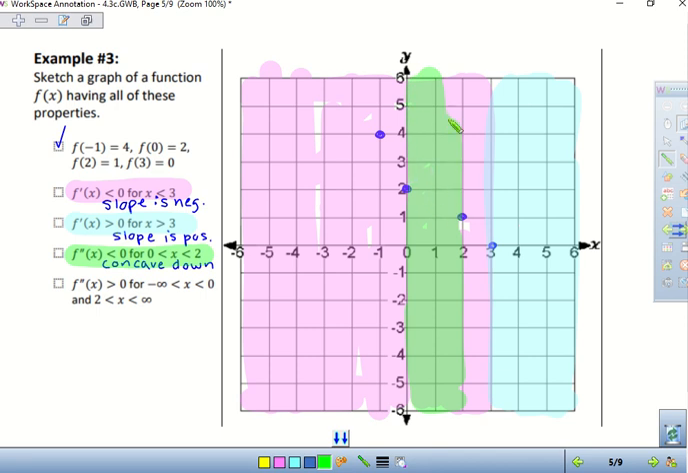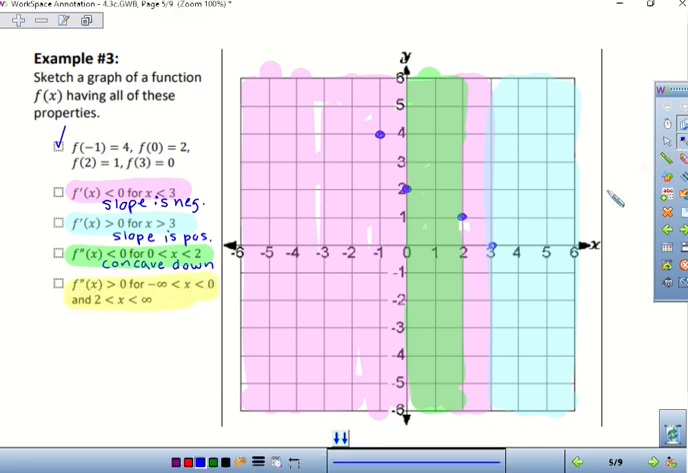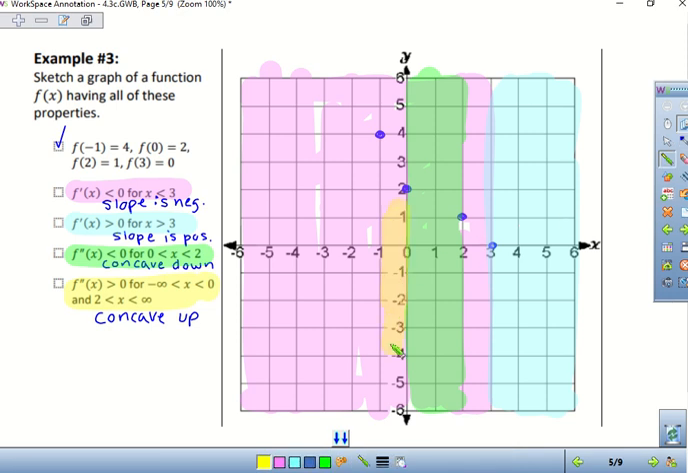So from here to here, we know we need to be concave down. And then the last requirement is that we have to be concave up on these intervals. So concave up is from negative infinity to 0. That's this whole section over here, right? We're going to be concave up over here, and we're also going to be concave up from 2 to positive infinity.